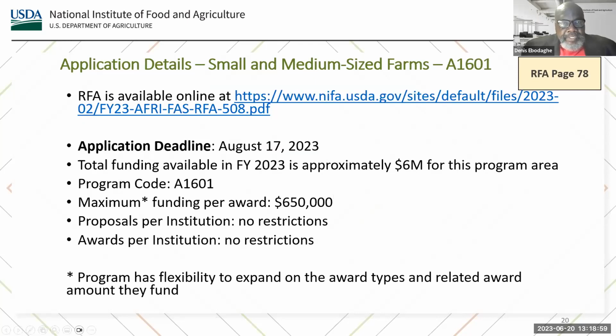So the application deadline this year is on August 17. And please read the application. And if you have any questions, please reach out to me. Maximum funding is $650,000. And proposals per institution, no restriction. Awards per institution, no restriction. Nonprofits can apply to this effort. Now, when nonprofits apply, they have to be research only. Only land grants can apply for research only or integrated, which is research, education, and extension, or research and education, or research and extension.